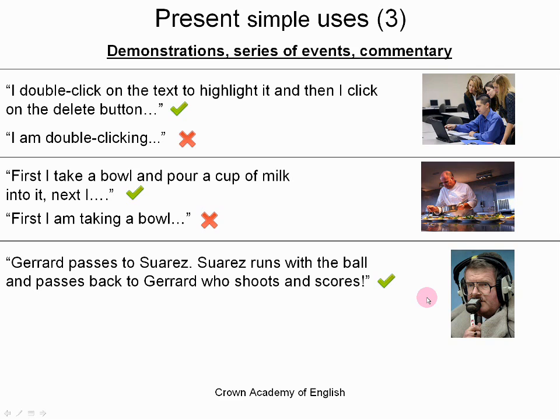So, for example, this is some example commentary from the Liverpool team. I'm a big supporter of Liverpool Football Club. So Gerrard is a Liverpool player and Suarez is a Liverpool player. So the commentator would say something like, Gerrard passes to Suarez, Suarez runs with the ball and passes back to Gerrard, who shoots and scores. So all of these verbs here, you can see passes, runs, passes, shoots, scores. As you can see, they are all present simple.